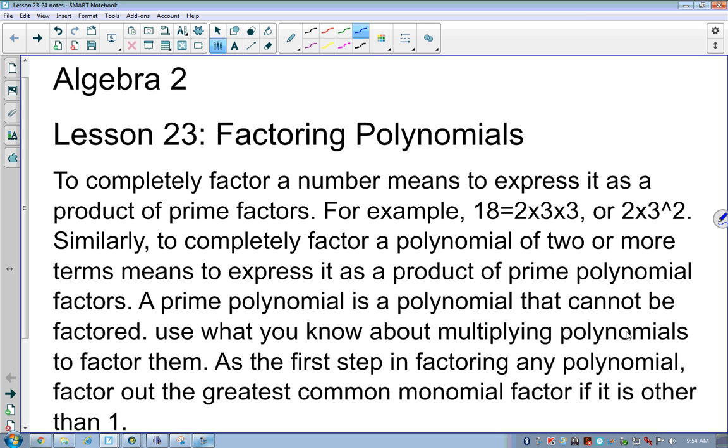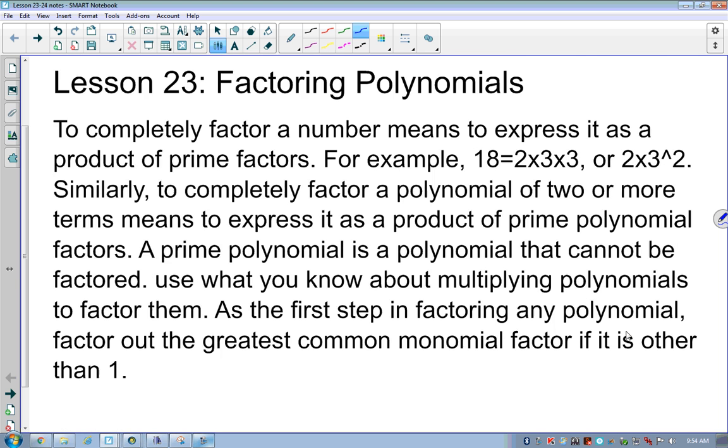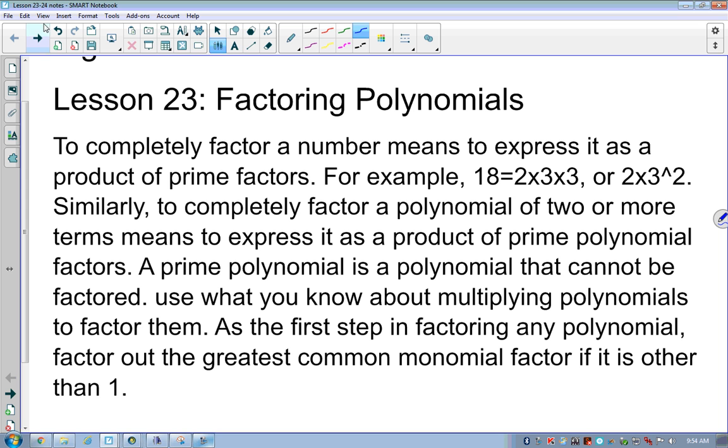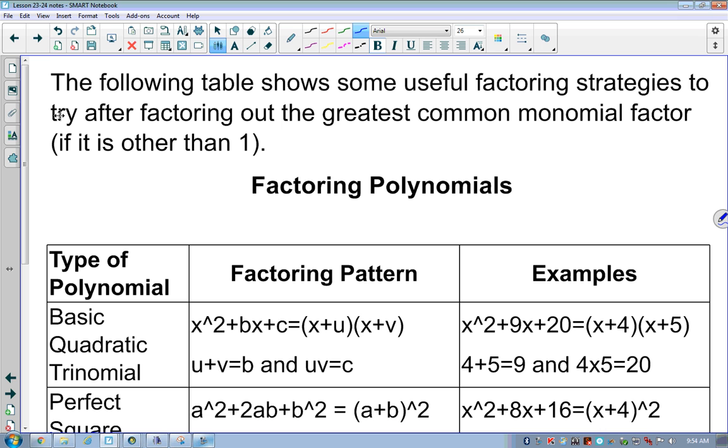We want to use what we know about multiplying polynomials to end up factoring them. So if we know how to multiply polynomials, we should know how to break them apart again. Okay? The same way, if you know anything about multiplication, you should also know something about division. As the first step in factoring any polynomial, you want to factor out the greatest common monomial factor if it is anything other than 1. Okay? All right. So the following table shows some useful factoring strategies to try after factoring out the greatest common monomial factor if it's anything other than 1.